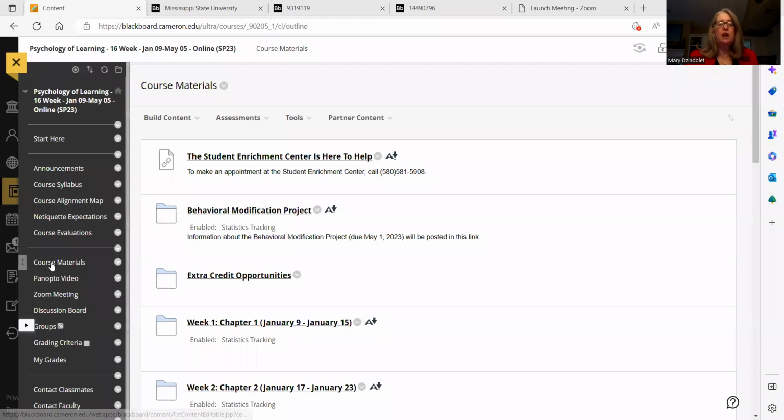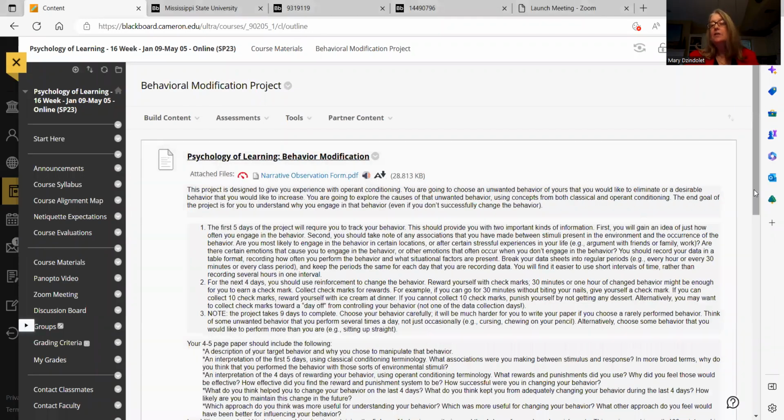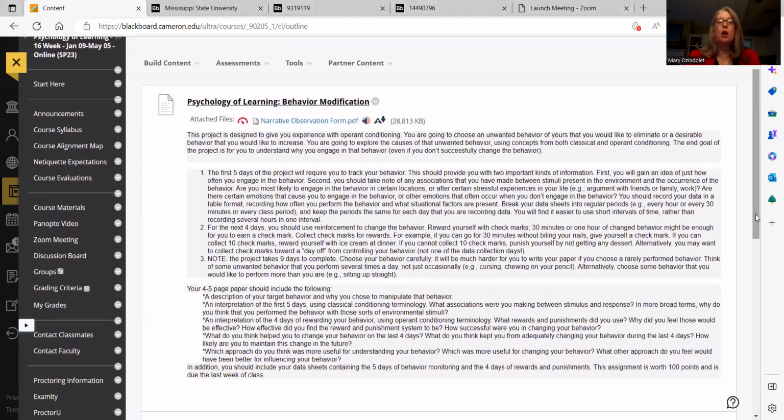I want to go through what you're going to do. So I'm right here in the course, Blackboard course shell. And when you click on course materials, the second link that comes up is the behavior modification project. And here's where the instructions are for the project.